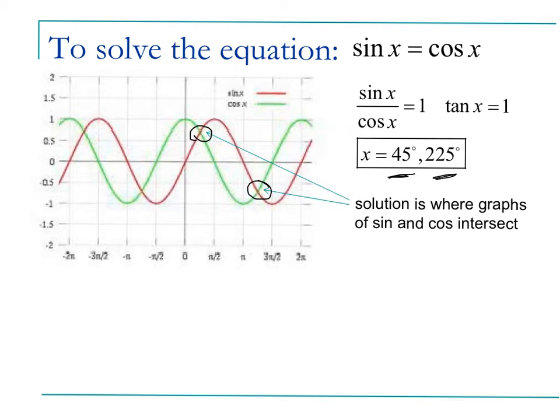If you needed to solve it out on paper, you can divide both sides by cosine of x and set it equal to sine x over cosine x equals 1, which then goes to the tangent of x equals 1, and then you know that tan of x is 1 when it's 45 or 225. But I wanted to make sure you see it visually with the graphs as well.